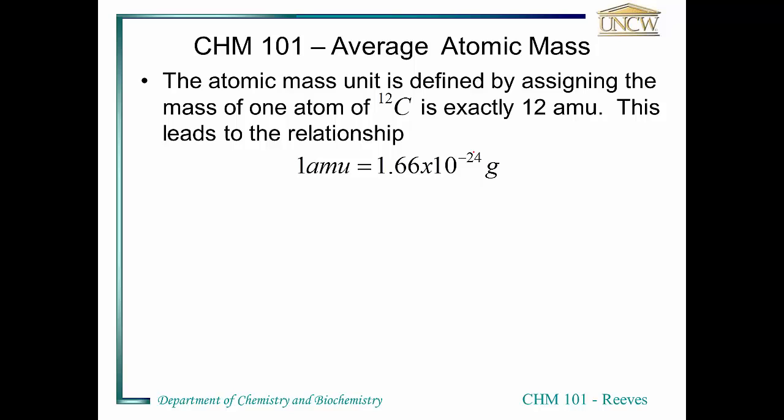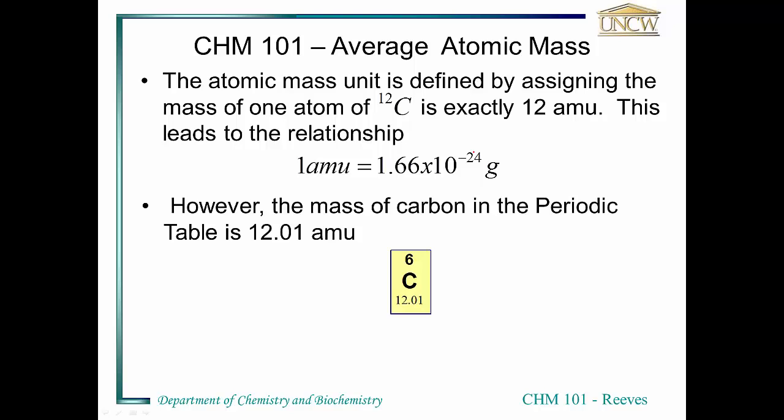In fact, its definition is that 12 atomic mass units is the exact mass of the carbon-12 nucleus. But if you look at the periodic table, you'll see that carbon's atomic mass is not listed as 12.00, but rather 12.01. And the question is why? If by definition the mass of carbon-12 is 12.00, the only way that mass could be 12.01 is if another species were there, adding to the average mass.